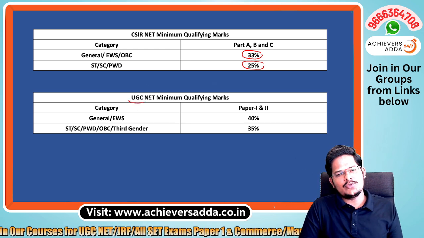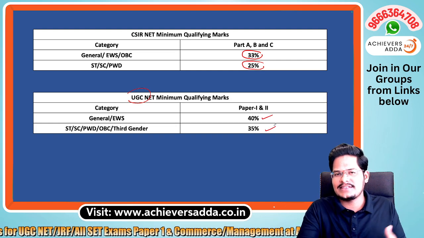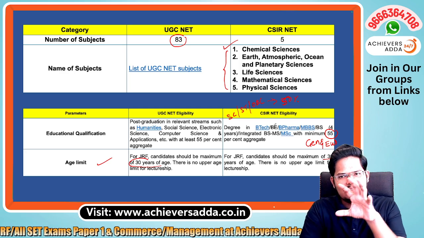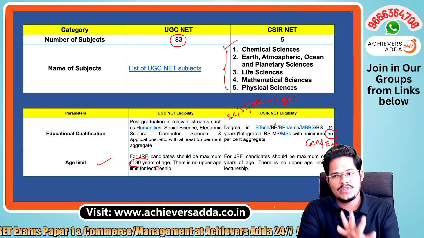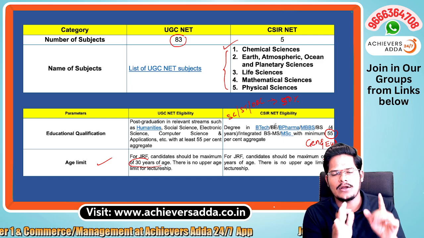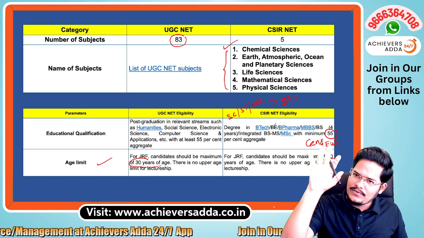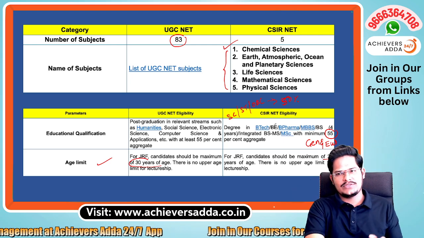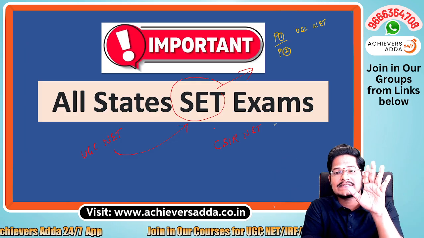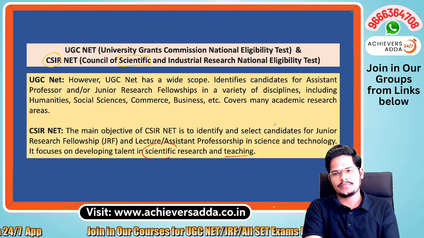When it comes to the UGC NET exam, paper 1 and 2, it is 40 percent and 35 for the reserved category. That is very clear. Now, if you look at these five subjects, if you have them in your post graduation, you are not eligible to write the UGC NET. At a state level, if you have these five subjects in your post graduation, then you are allowed to write the state level SET examination, not the UGC NET national level examination.